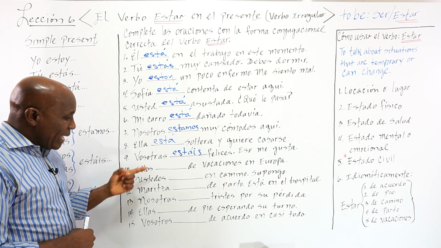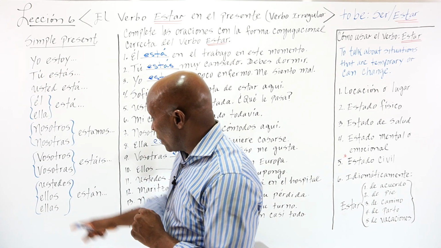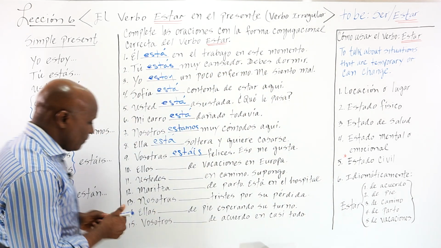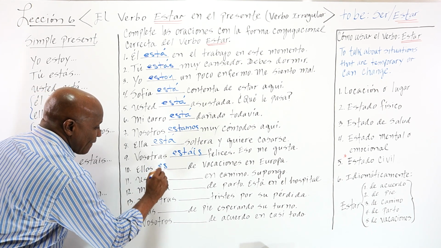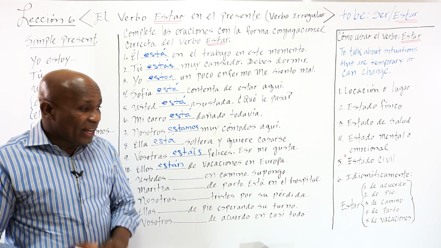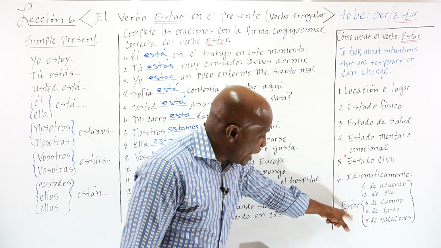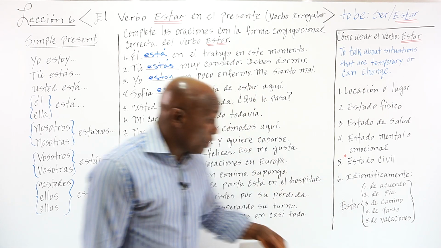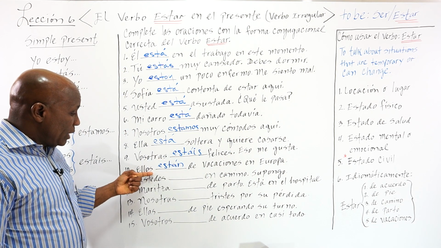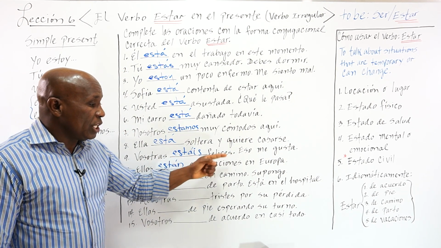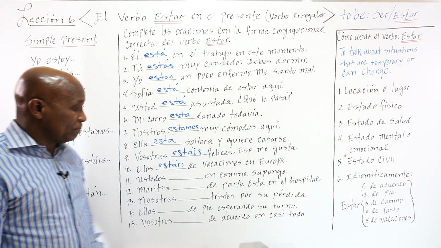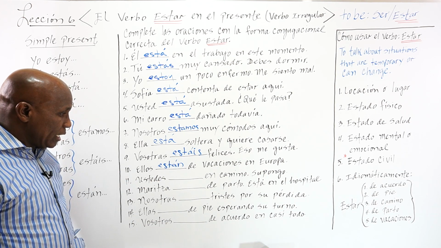So, let's continue. Ellos están de vacaciones. Ellos están de vacaciones. This is, as we explained, a verbal phrase, right? Idiomatic. Están de vacaciones, on vacation. They are on vacation in Europe. Ellos están de vacaciones en Europa, right? On vacation is an idiomatic phrase.